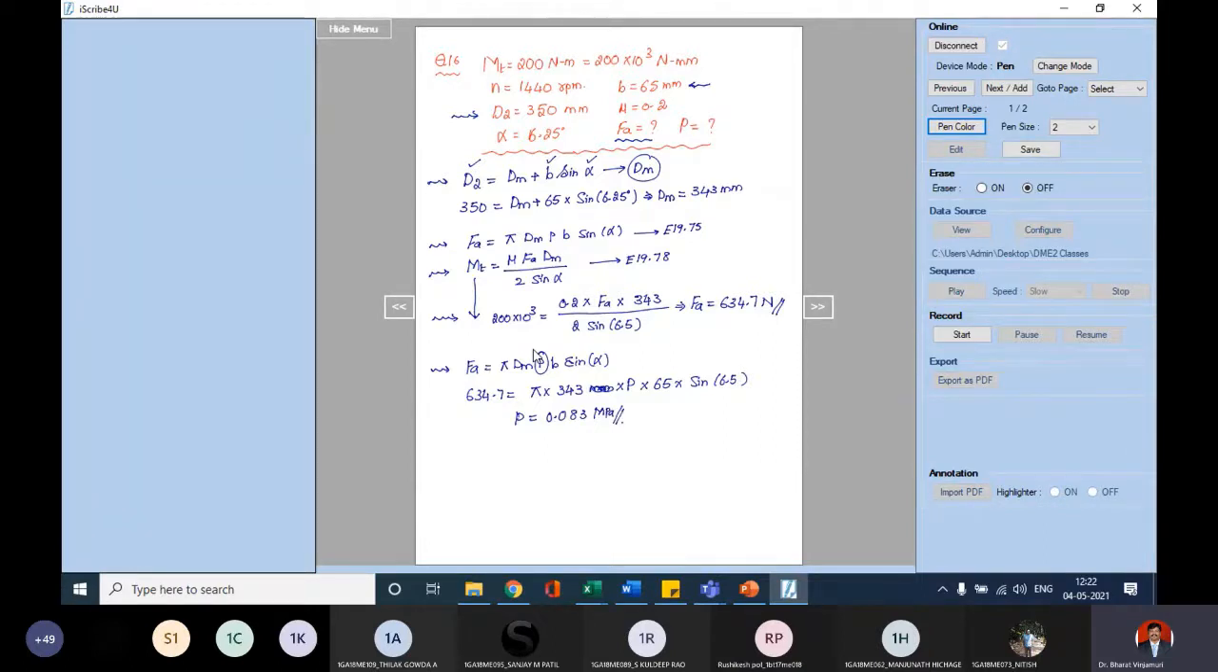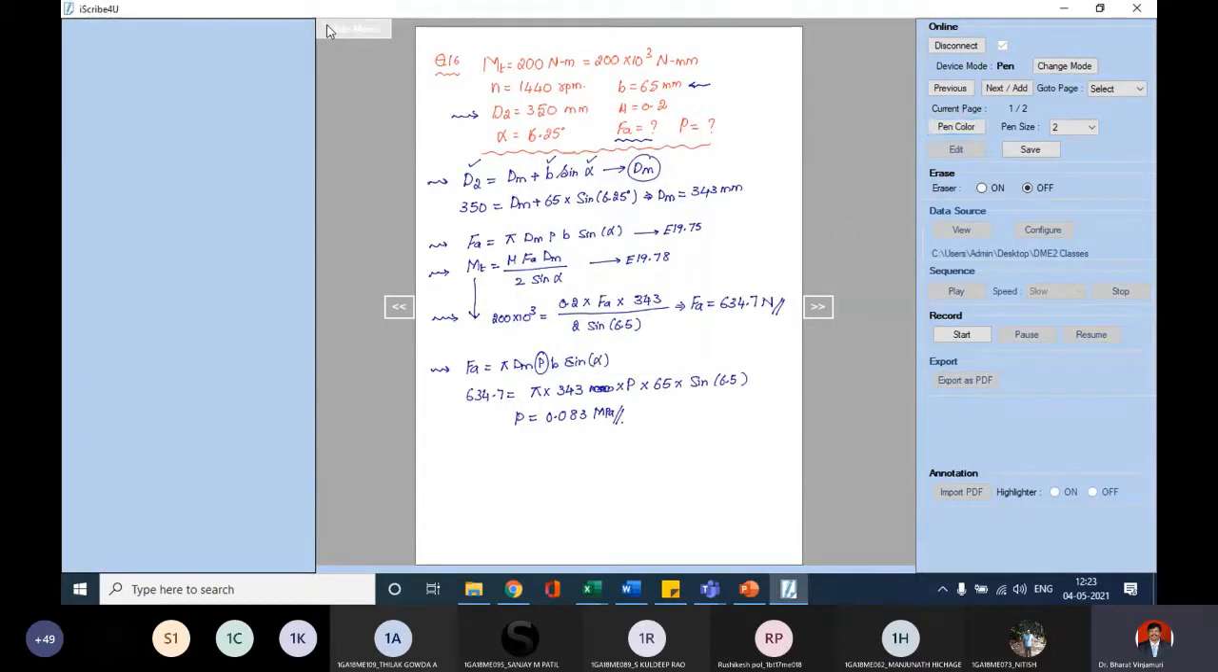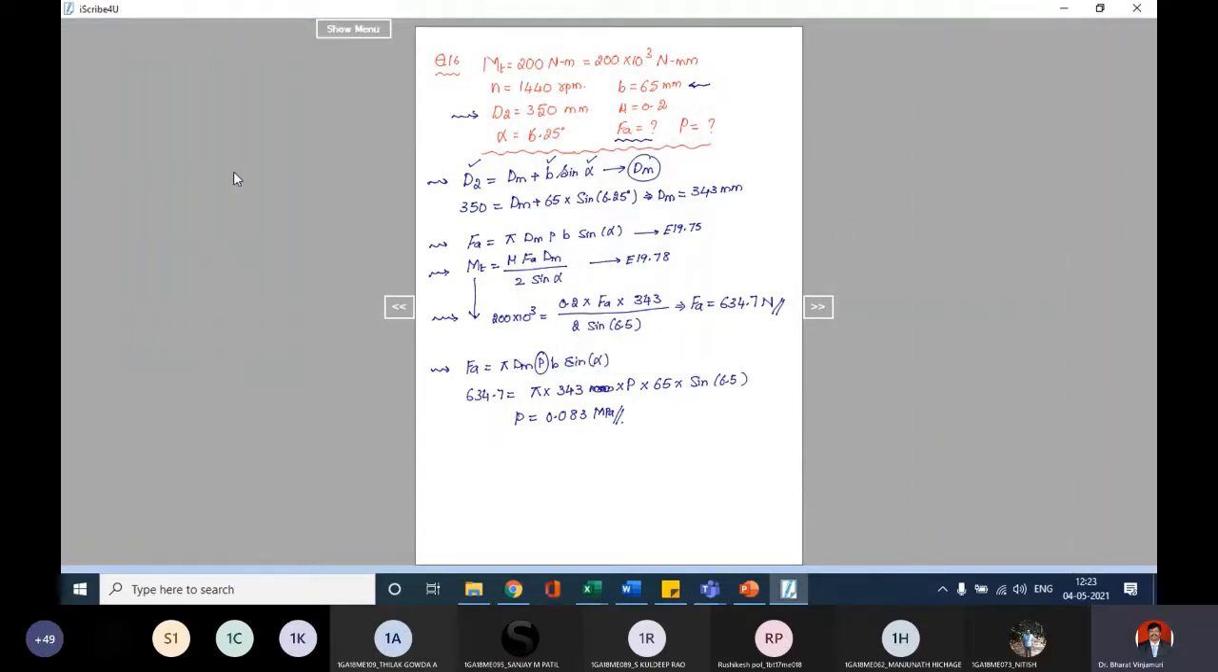You have solved question number 16. That's it. You don't have much to work on this. This is what we will be trying to do in question number 16. So let us go with question number 17. Any questions you can ask?